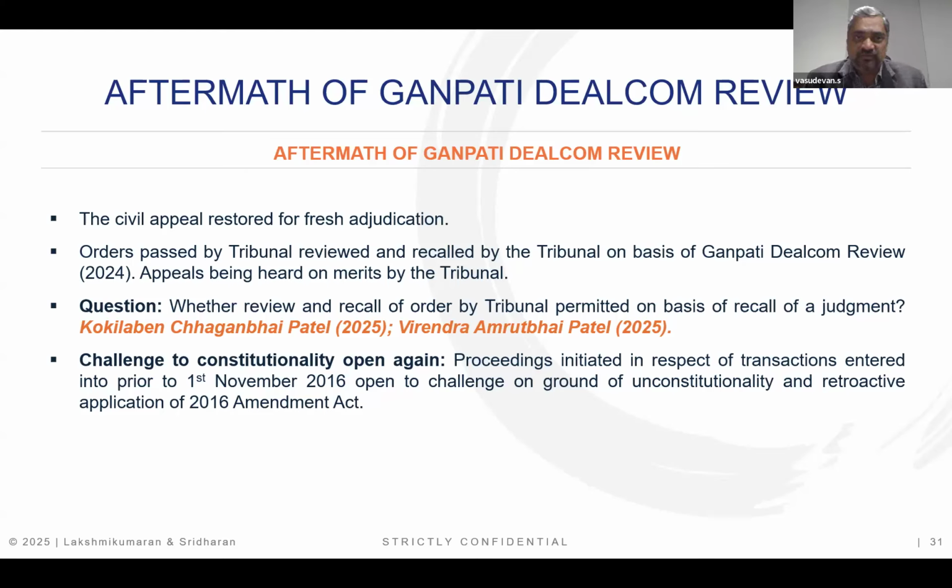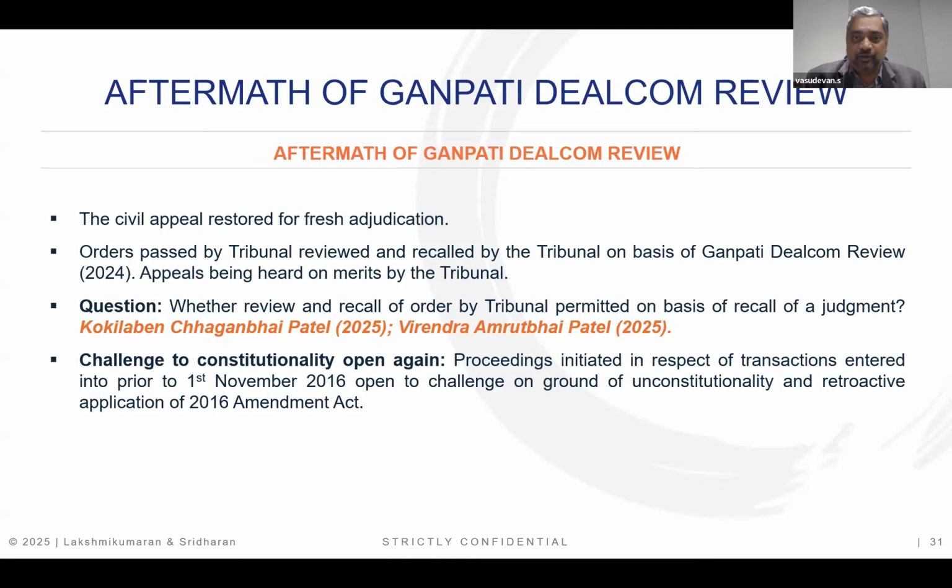forums, especially the tribunal. There are hundreds of appeals, and the maintainability of those appeals, the act of restoration by the tribunal itself, is a major subject matter of debate. And I'm sure this issue in the coming months and years is going to be debated before high courts and ultimately before the Supreme Court.